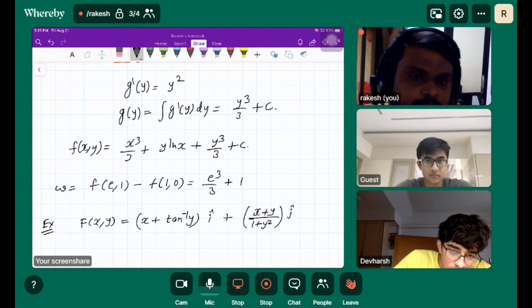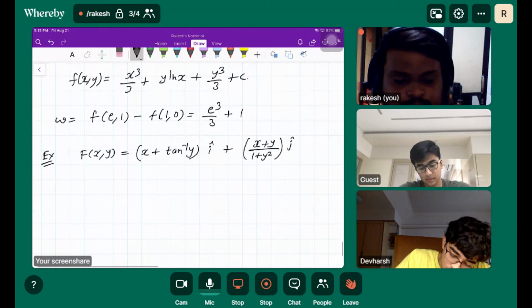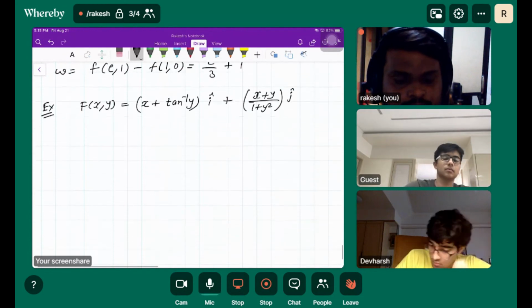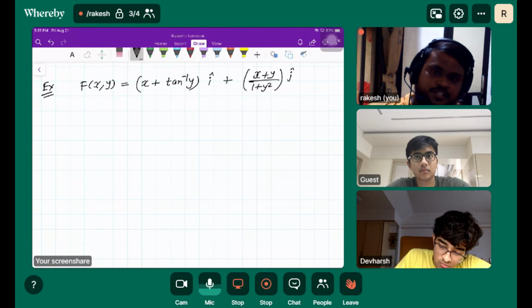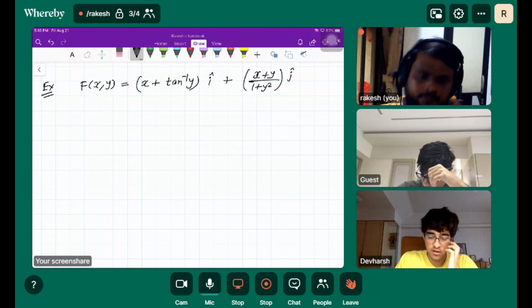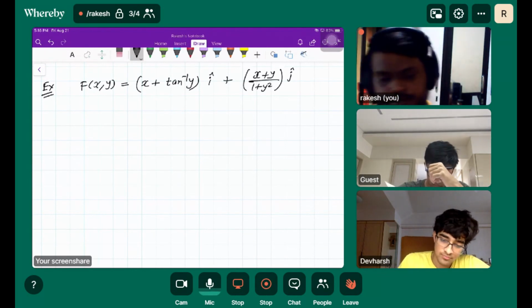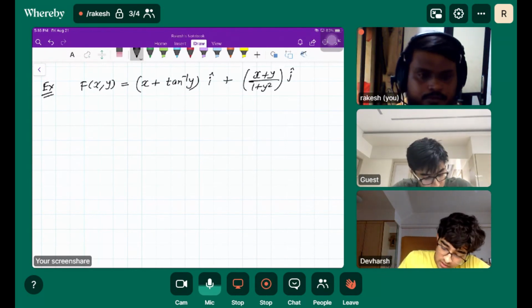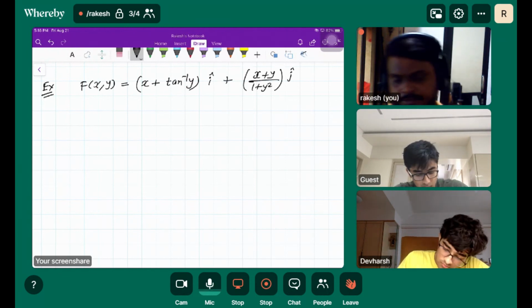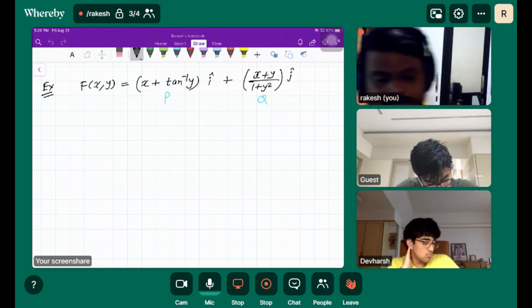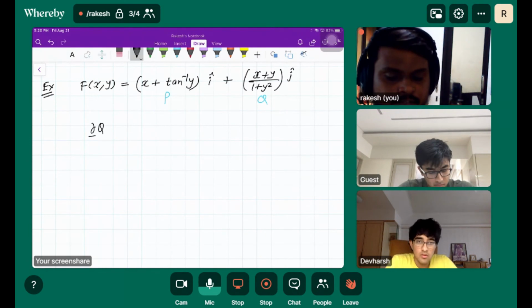Mano, done with the previous one? Got it. Okay, please try this one. Need to find just the potential function. Yes, I got it. Okay, we'll wait for Mano. x square plus y square. I'll write down the answer here. So please dictate, Dev. What is the partial derivative of q with respect to x?